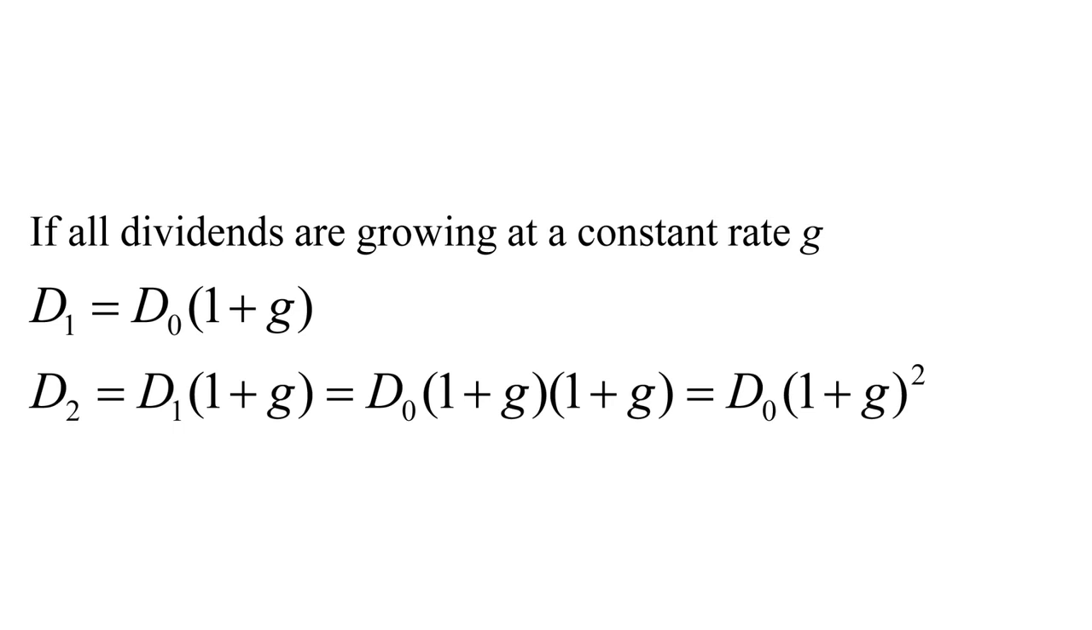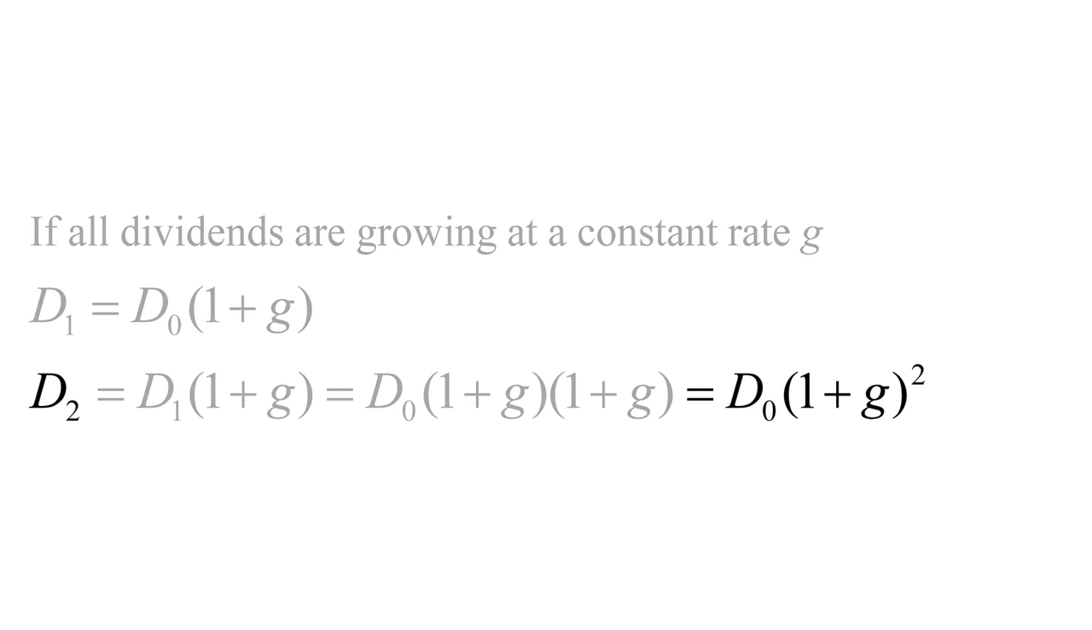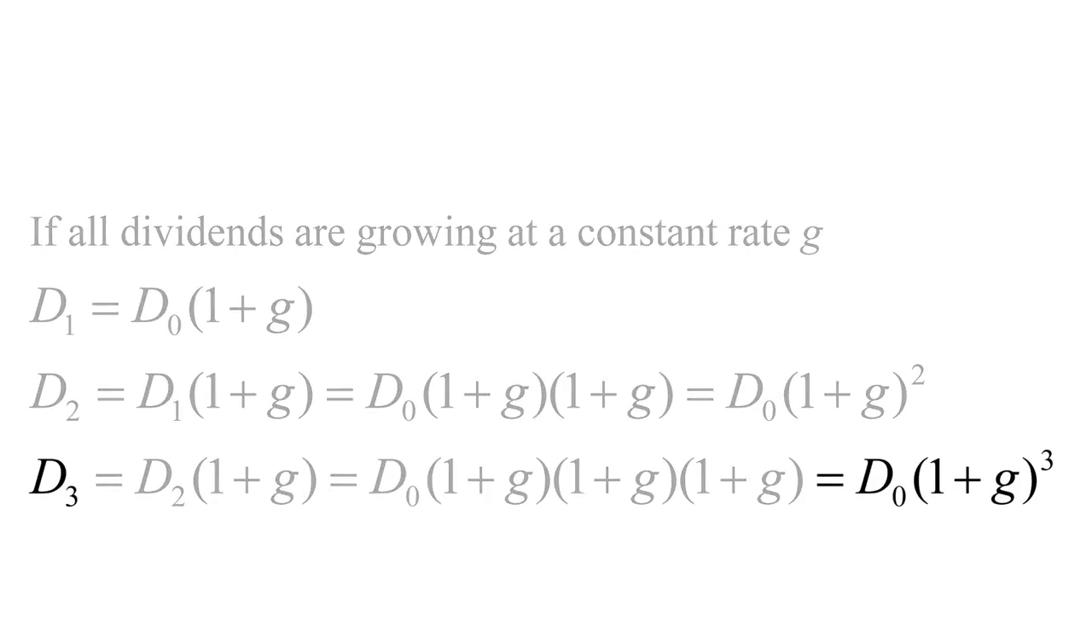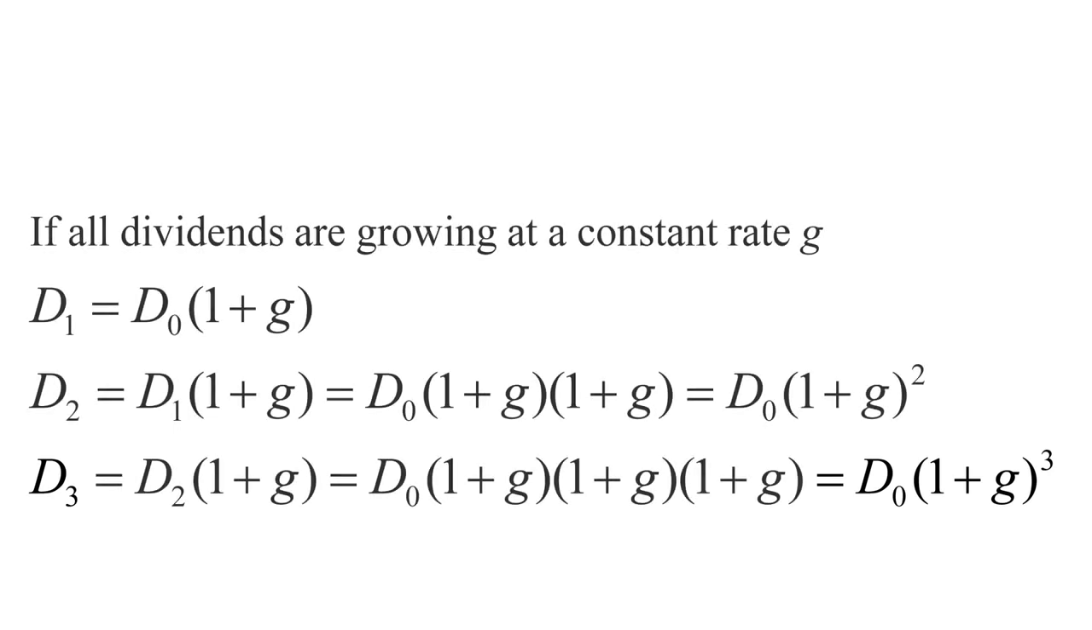times 1 plus g. But of course, year 1's dividend was today's dividend times 1 plus g. So if we put that in, we see that the dividend at time 2 is today's dividend times 1 plus the growth rate compounded for 2 years. In the same way, the dividend at time 3 is today's dividend with the growth rate compounded for 3 years.